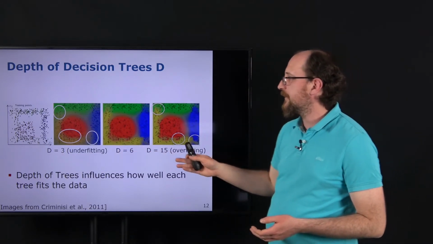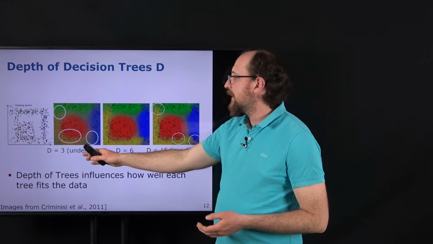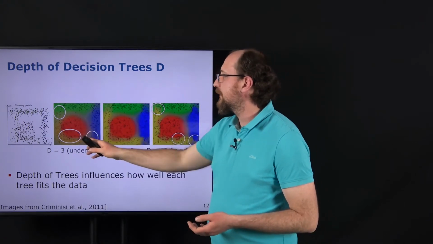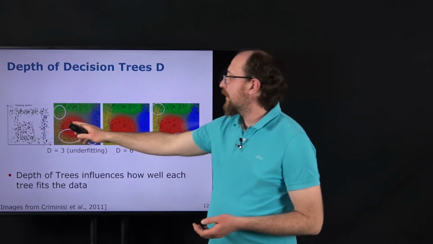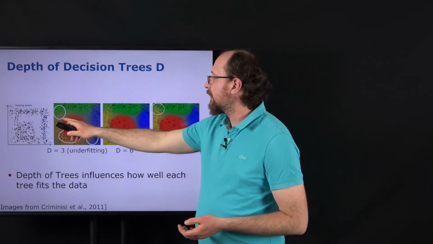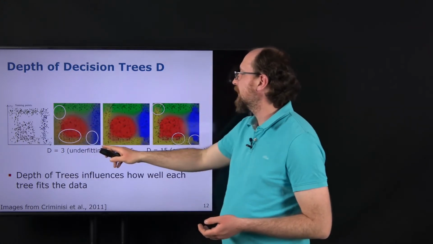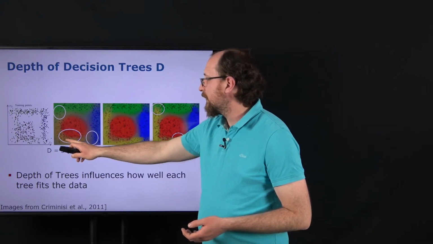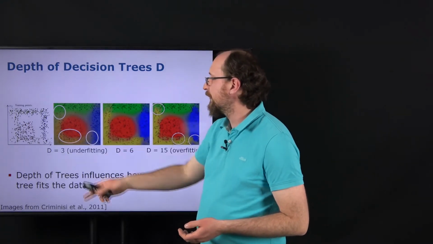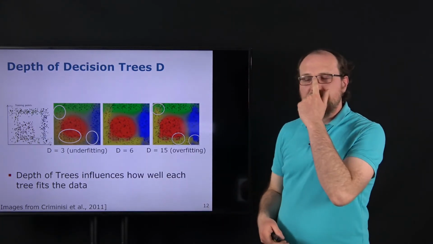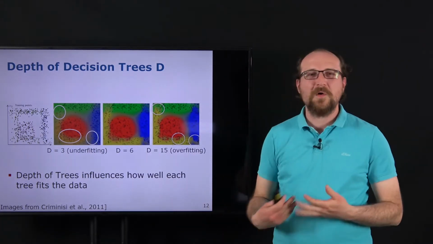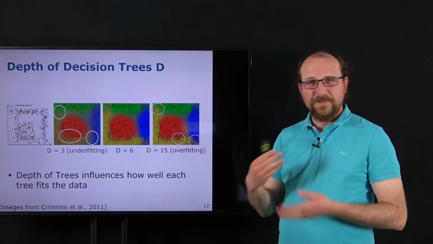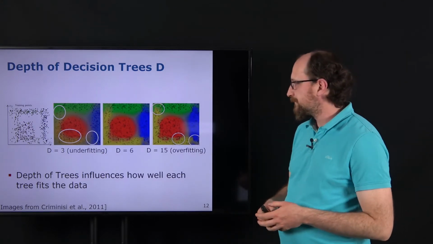And as you can see, when you use only a depth of 3, you might get some regions where these yellow points are not correctly classified, and some points from this yellow part are also not correctly classified, and a lot of the red points are also wrongly classified, because the decision trees are not powerful enough basically to figure out that there's something happening.